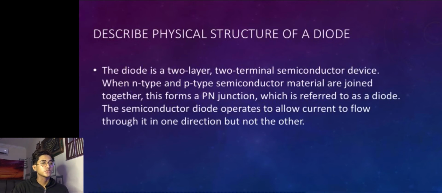Now we go to the physical structure of a diode. I want to describe the physical structure of the diode. The diode is a two-layer, two-terminal semiconductor device. When N-type and P-type semiconductor material are joined together, this forms a p-n junction which is referred to as a diode. The semiconductor diode operates to allow current to flow through it in one direction but not the other.